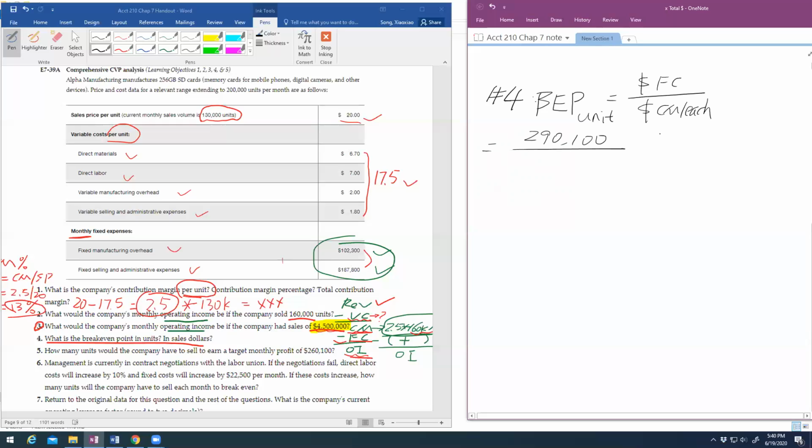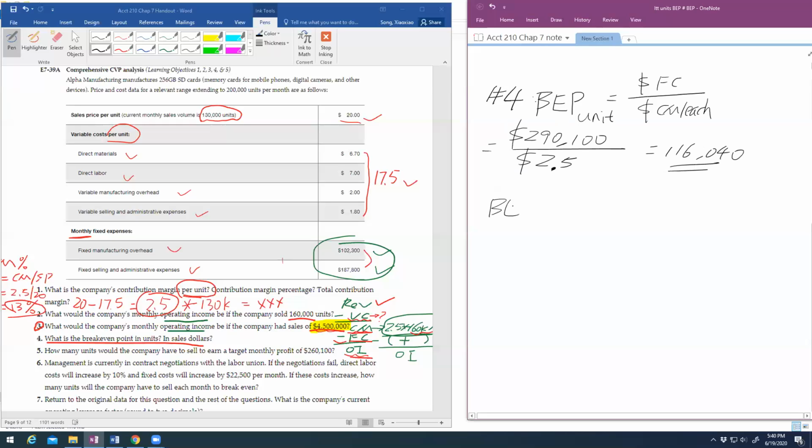And then contribution margin, I believe is 2.5, right? Yeah, I remember. So 2.5, make sure you write very clearly. This is 2.5, this is 1,000. And then how many units? It will be 116,040 units. So you have to sell these units to reach the break-even point.